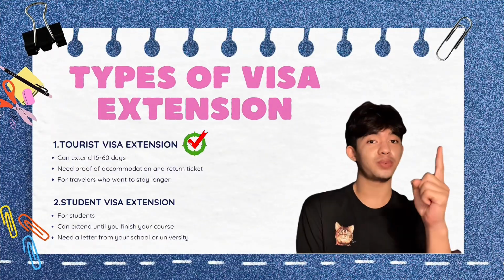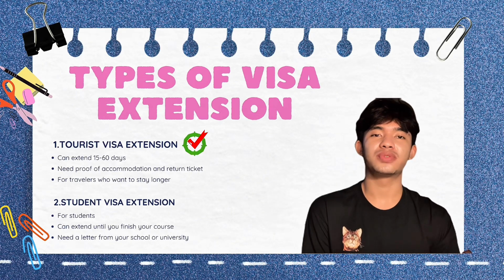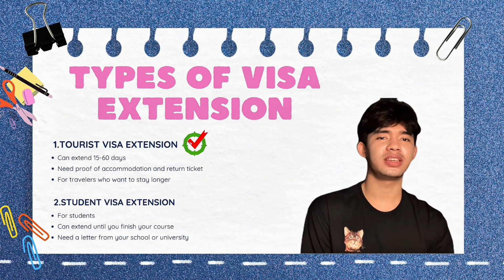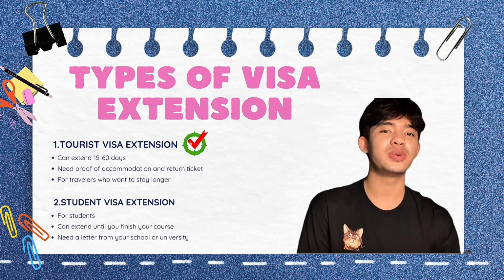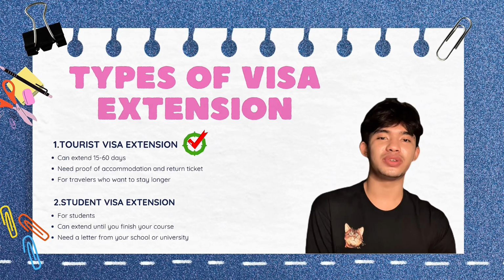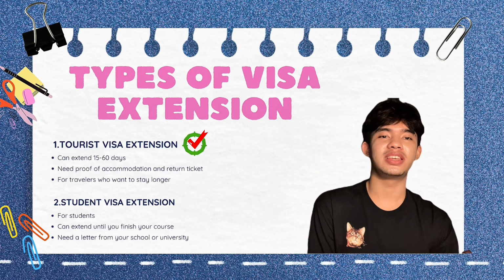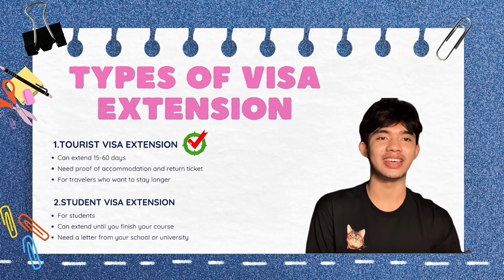Okay, the first one is tourist visa extension. This is for travelers who want to stay longer. If you're visiting for tourism and want to enjoy your trip a bit more, you can apply for a tourist visa extension. You may be able to extend your stay for 50 to 60 days. You will usually need to show proof of accommodation and a return ticket.